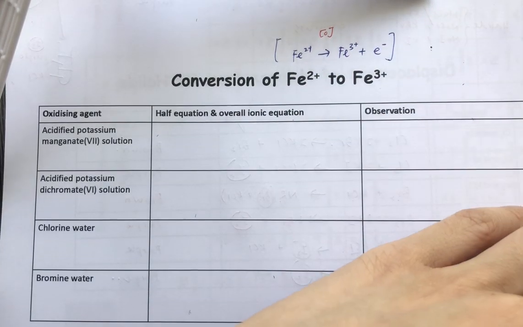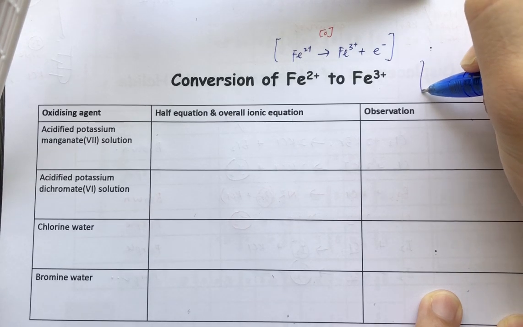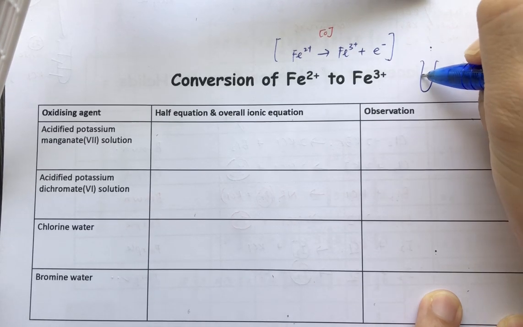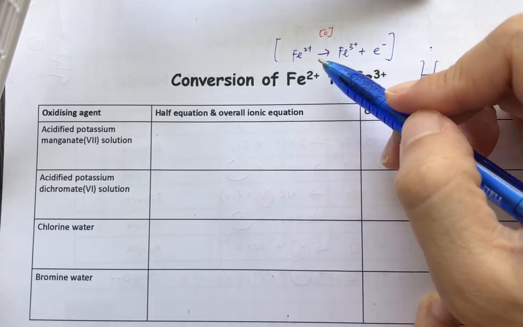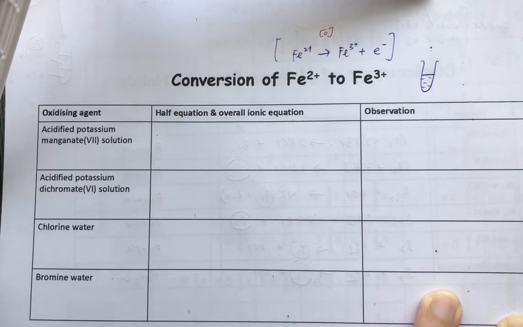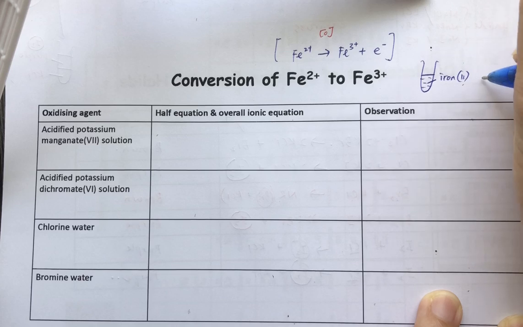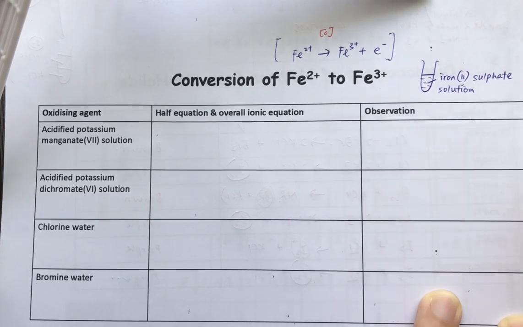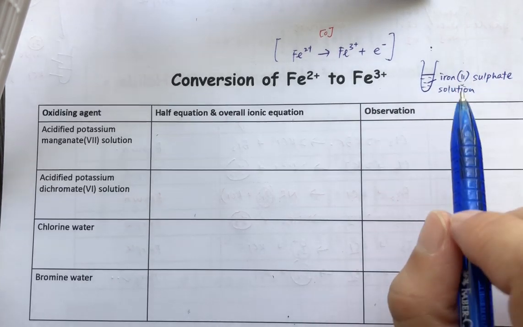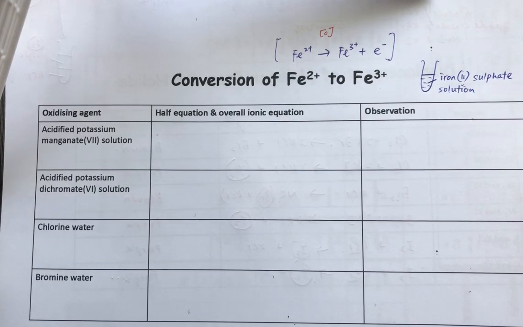In the exam, how you will be tested is usually the question will show that I have a test tube, and in the test tube, I have a solution that contains Fe2+ ion. What's the meaning of Fe2+ ion? For example, iron 2 sulfate solution. Very simple. The iron 2 tells you you are now having an Fe2+ ion.